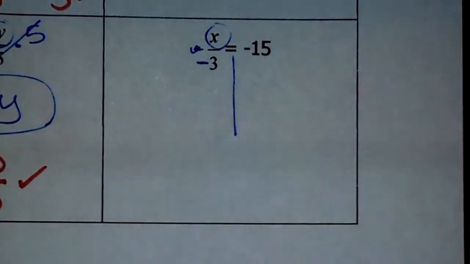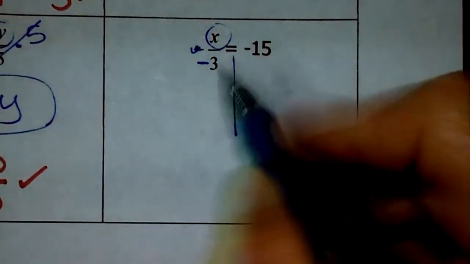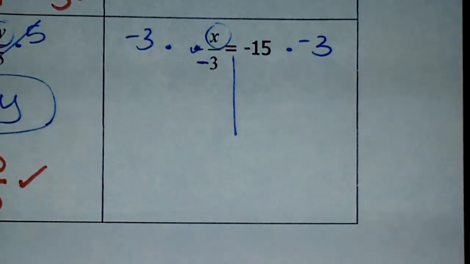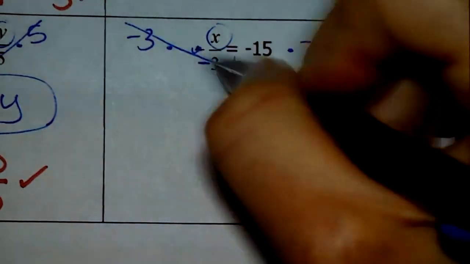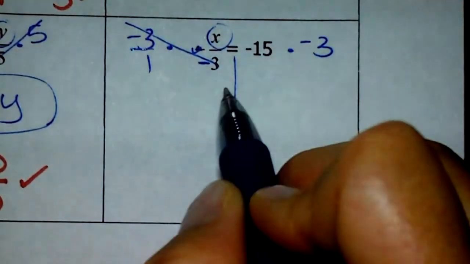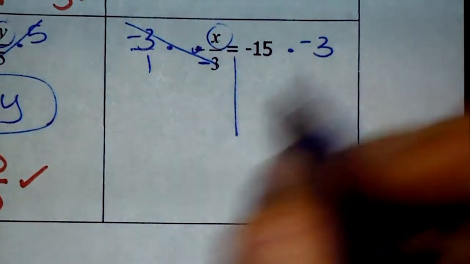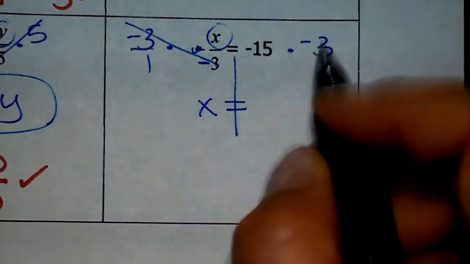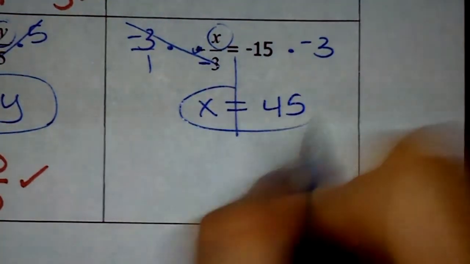So to get rid of this negative 3, x is being divided by, all I need to do is multiply by it, and I'm going to do that on both sides. That allows me to cross cancel the negative 3's, because this would be in the numerator spot, that would be in the denominator. I'm left with x over 1, which is x. Negative multiplied by another negative is a positive, and 15 times 3 is 45.